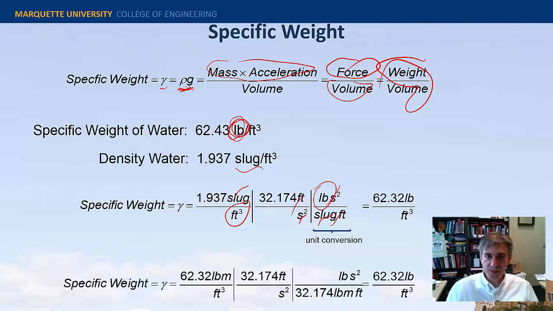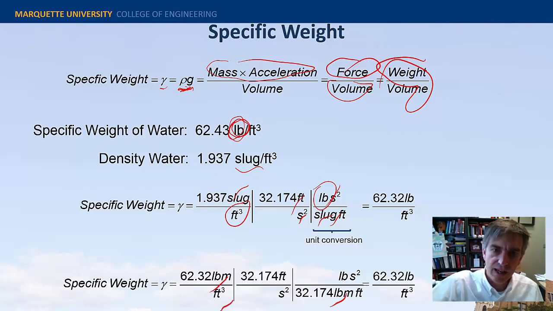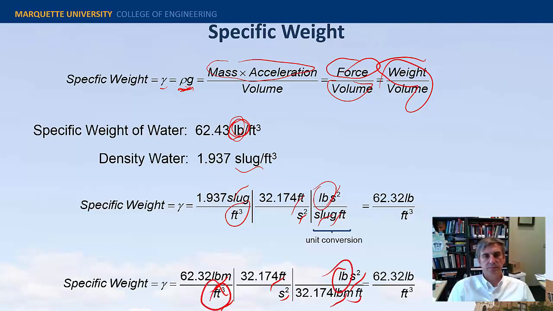Now, if I were to do this using pounds mass, this is a density in pounds mass, times gravity, and the unit conversion for pounds mass is 32.174 pounds mass times foot per second squared is equal to 1 pound force. So a pound mass is not a pound force. You can see the units then cancel. There we go, and I get pound force over foot cubed.